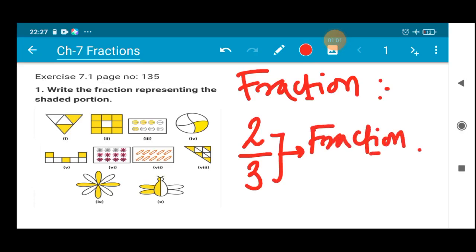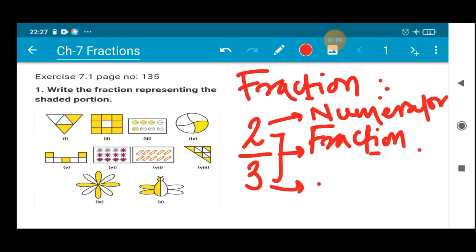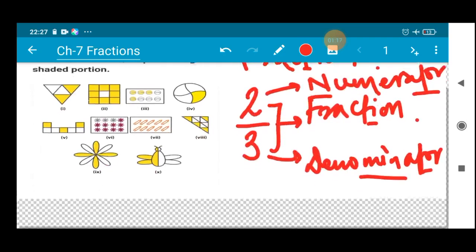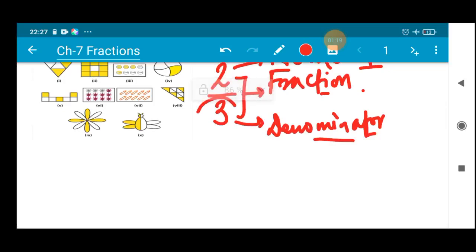So what is this fraction actually representing? The 2 here above is the numerator, and the 3 here is called the denominator. In every fraction, you are going to see this numerator and the denominator. The denominator 3 here is actually representing the whole.